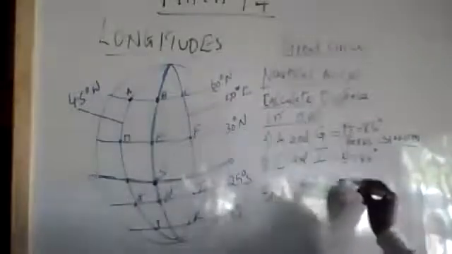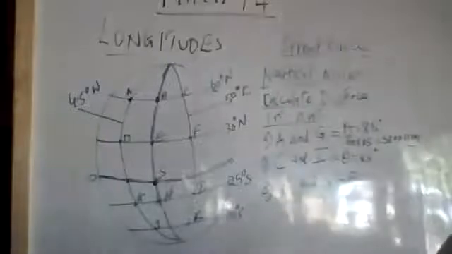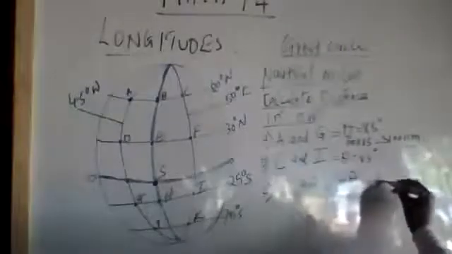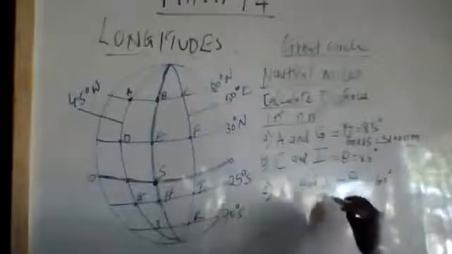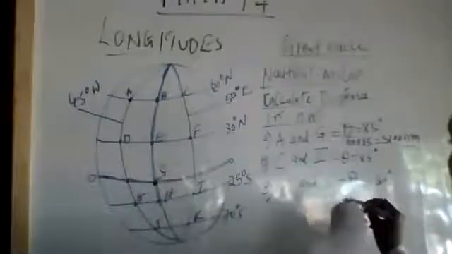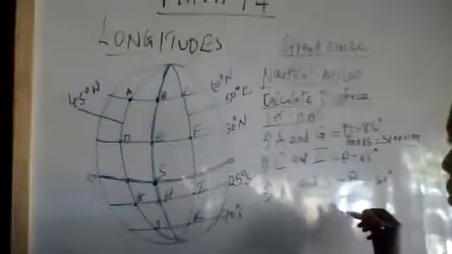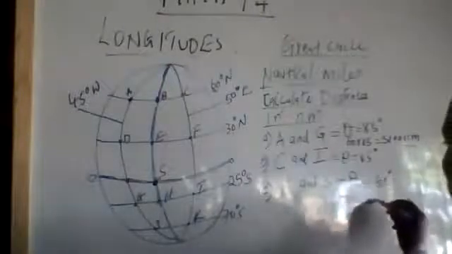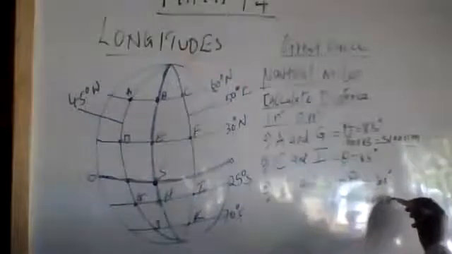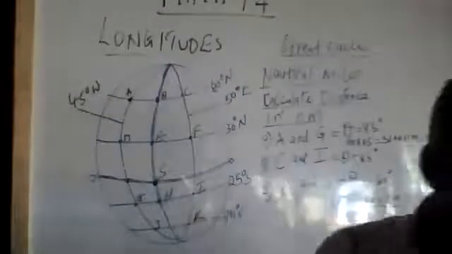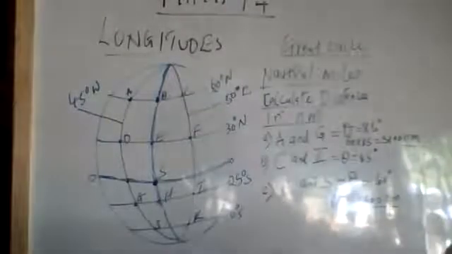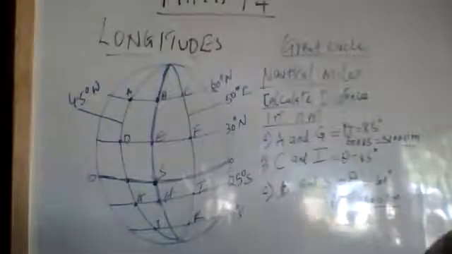What is the angle difference first? P to S. That is 60 degrees. Very good. Now give me the distance in nautical miles. That's 3600 nautical miles.